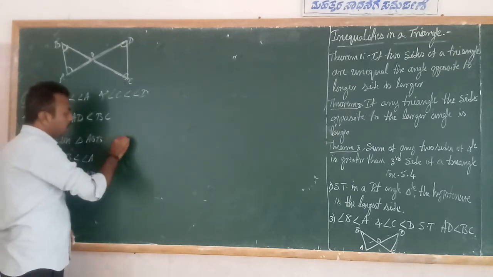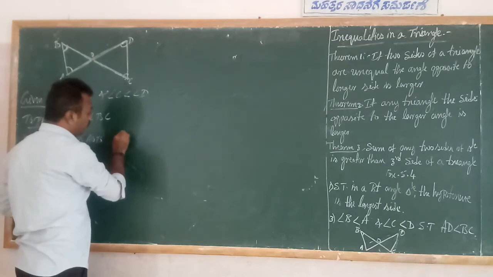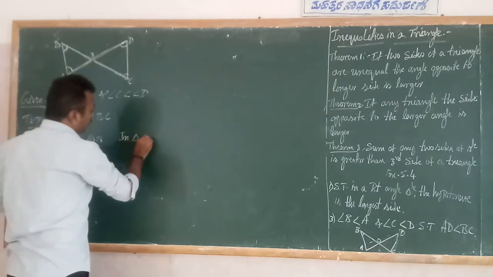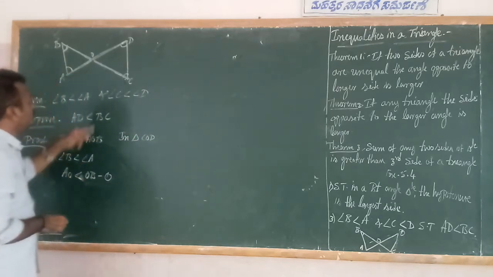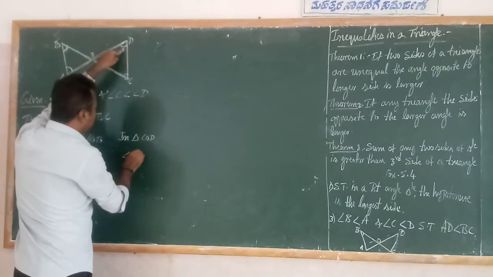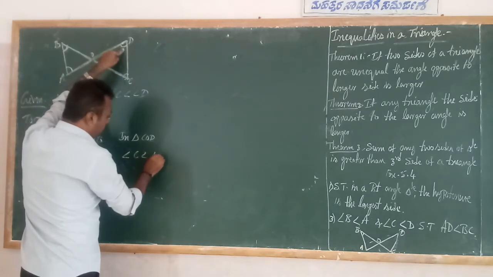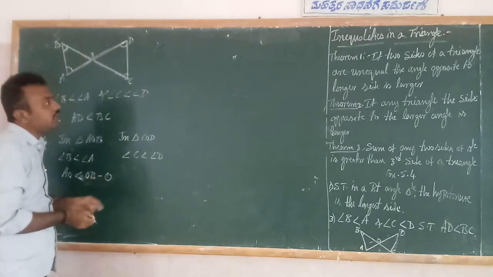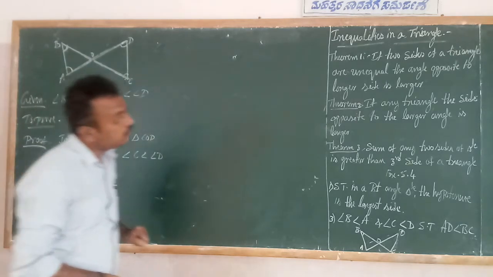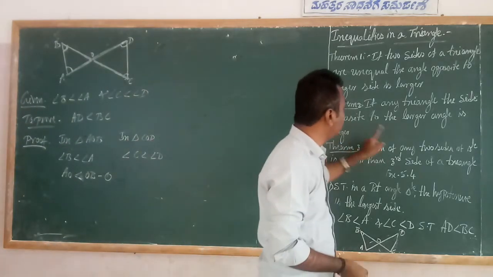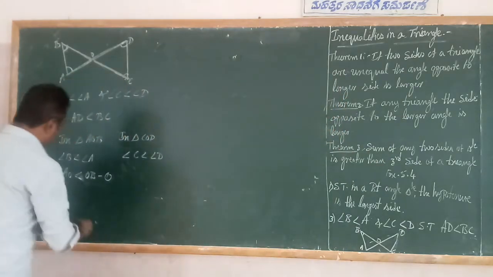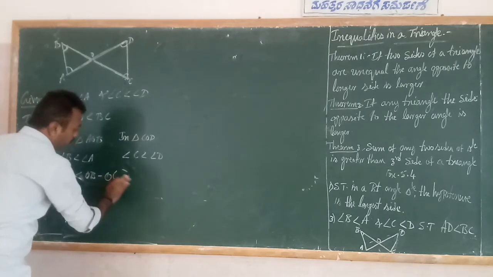Next, in the second triangle, COD, angle C is less than angle D. Correct? In that, again apply theorem number 2. The side opposite to the larger angle is the longer side. We have to write that statement here.